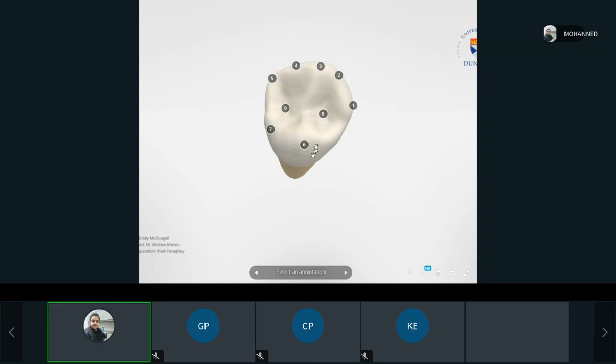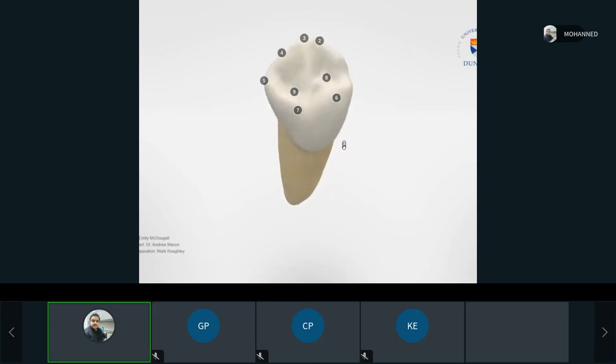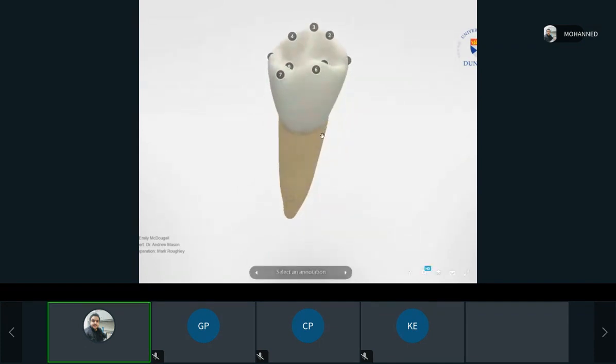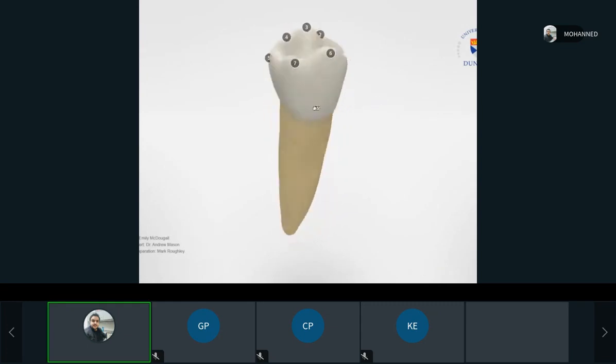So one thing is, again, it is larger than the first one, right? It has still one root. Same thing as we said. The only one that has two roots is the maxillary first premolar.